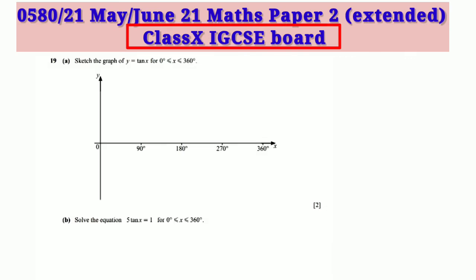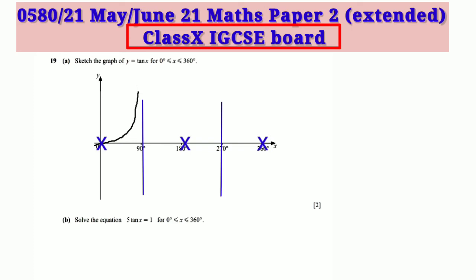Question number 19. Sketch the graph of y equals tan x for 0 degrees less than or equal to x less than or equal to 360. Value of tan x at 0, 180 and 360 is 0. So we will mark those points. At 90 and 270 values of tan x are not defined. So here the curve will not touch the lines.